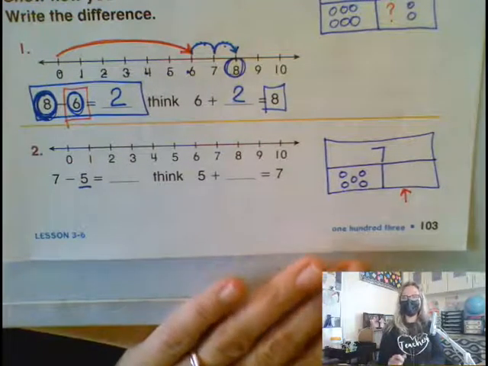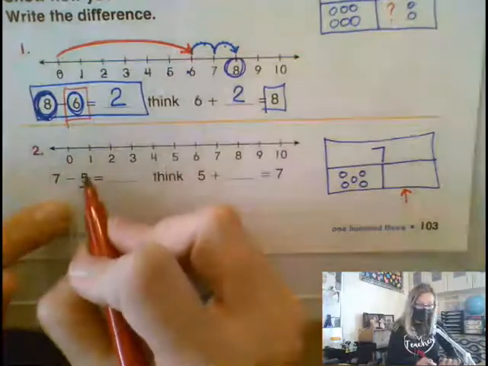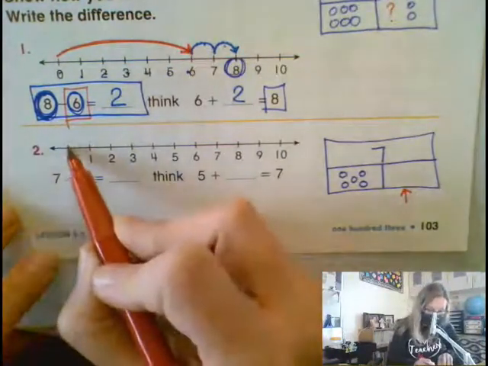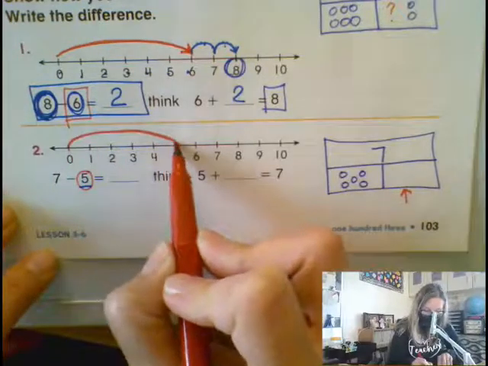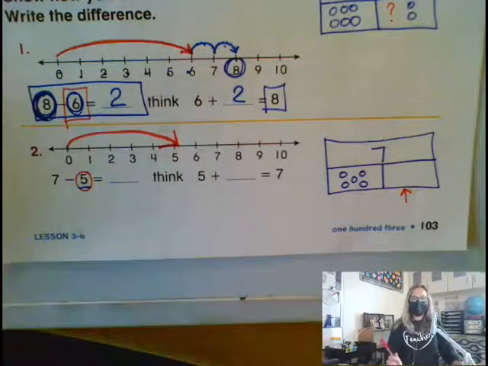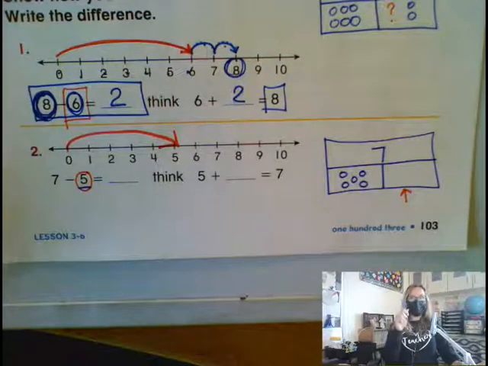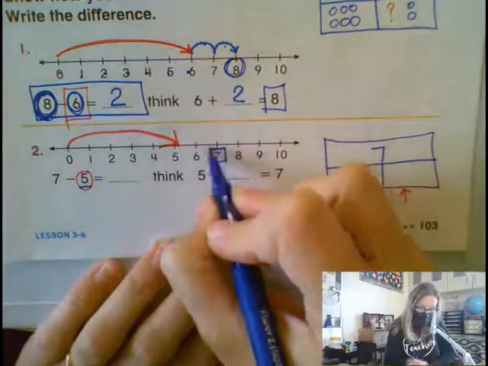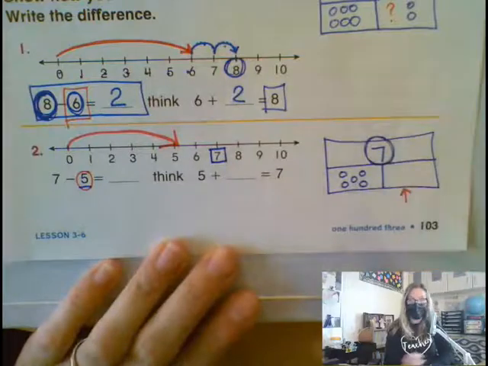So, Johnny, I'm going to jump to my first part, which is what? 5. So here I go from 0 to 5. Go ahead and do that now. Jump from 0 to 5. Now, I'm going to start my little ribbit hops. Ribbit, ribbit, ribbit. And I'm going to stop when I get to 7 because 7 is my whole.